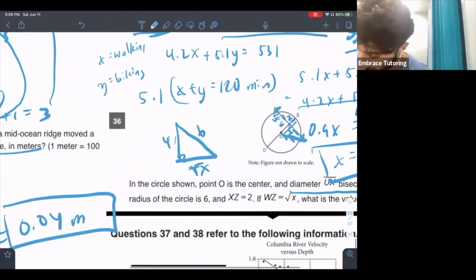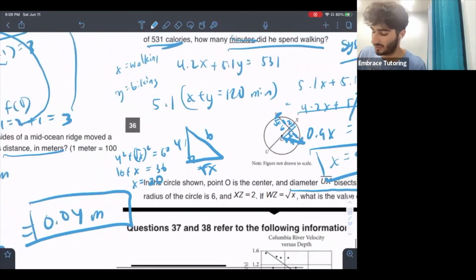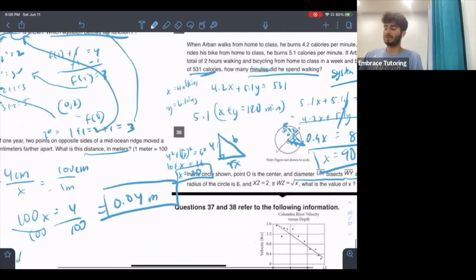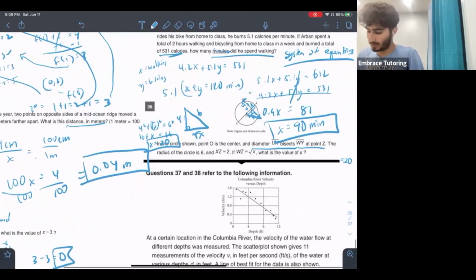Now you can use the Pythagorean theorem to get 4 squared plus radical x squared is equal to 6 squared. 16 plus x is equal to 36, and then x is equal to 20. And that is your answer for 36. You just have to really break everything down, understand that when a chord gets bisected, both sides of the chord become equal. Make a right triangle, use the Pythagorean theorem, and that's how you get the value of x, which is 20.